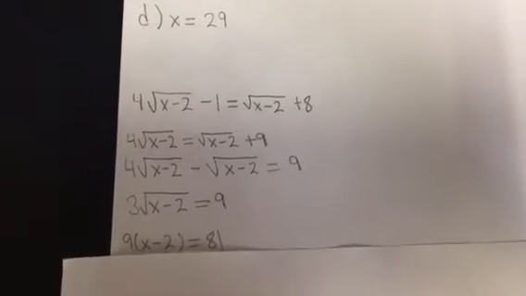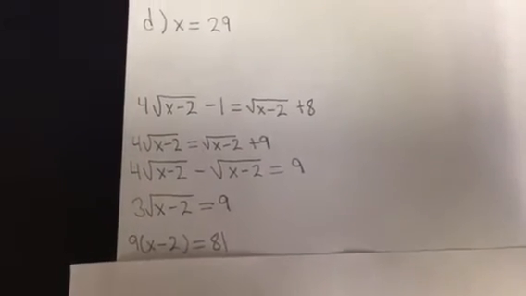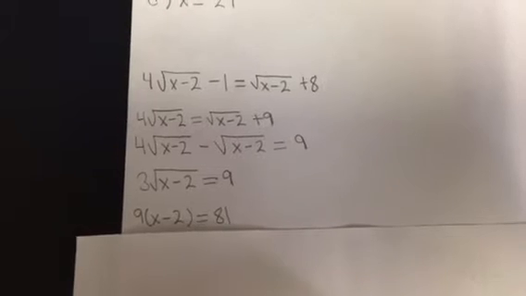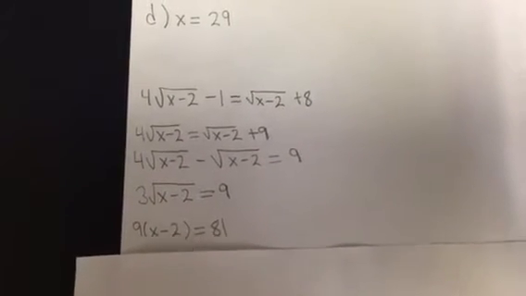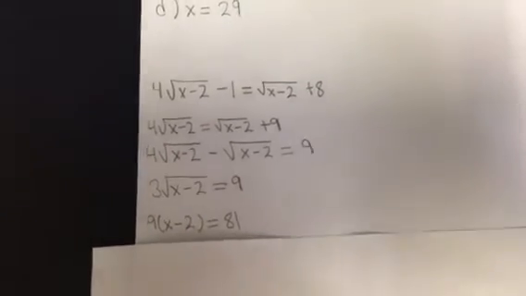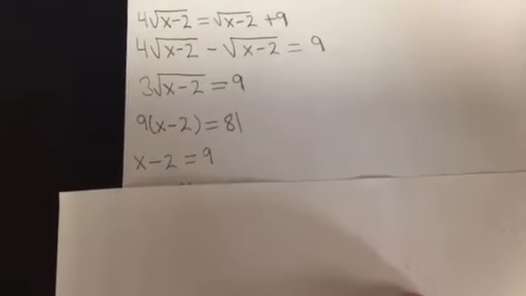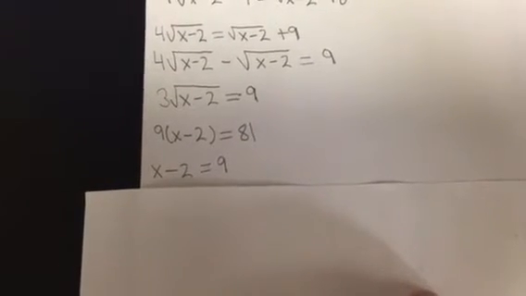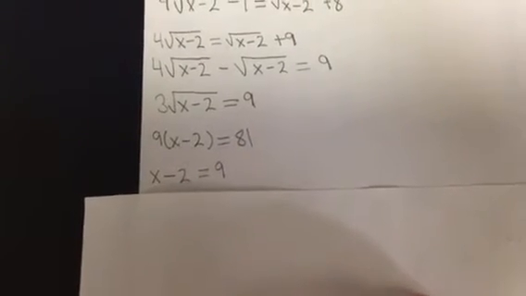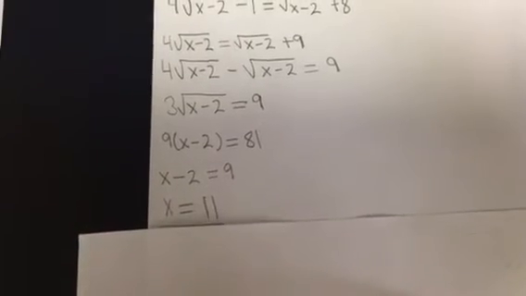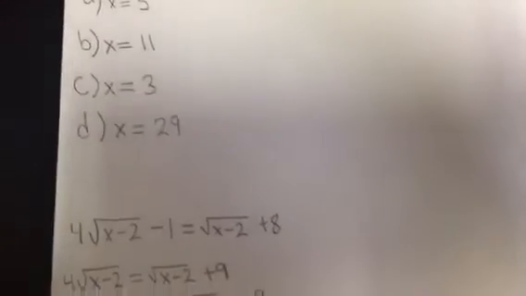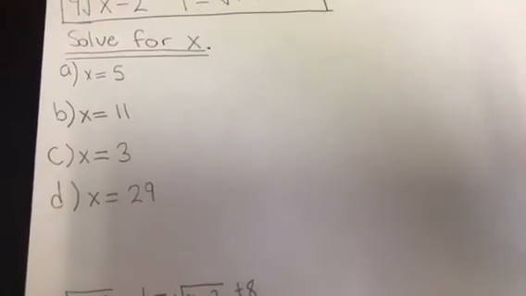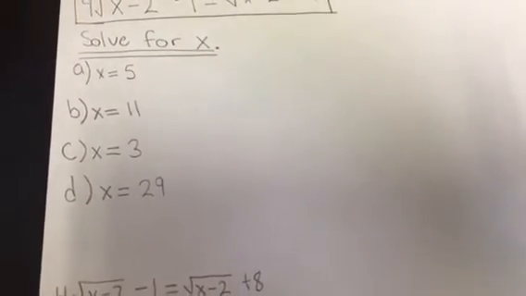And to get rid of the square root, we would have to just square it on both sides, which would give you 9 times (x minus 2) equals 81, because 9 times 9 is 81. And then of course you would just divide by 9, so then you would be left with x minus 2 equals 9, and then add 2 to the other side, and x will equal 11. So as you can see in the very beginning, our answer would be B, x equals 11.